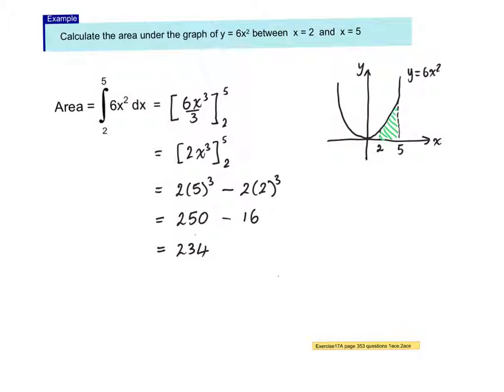And we should probably try and put it in a context because the question is asking about area. So we should say that we're talking about units squared. So that's a really straightforward example of using integration to figure out the area between a curve and the x-axis.